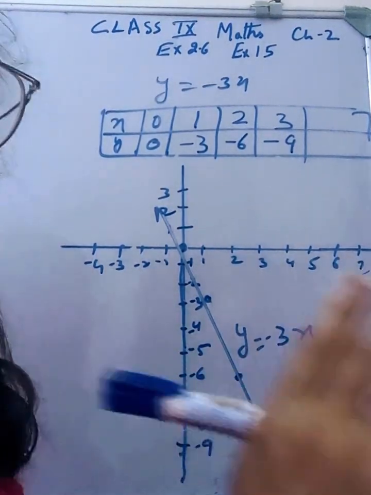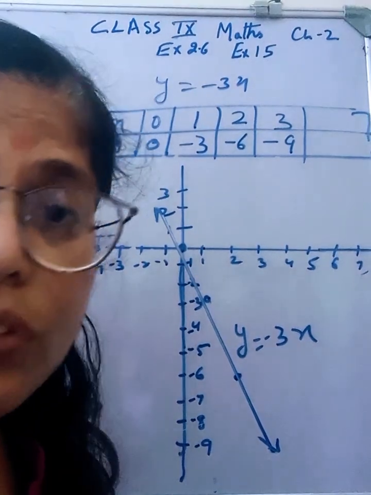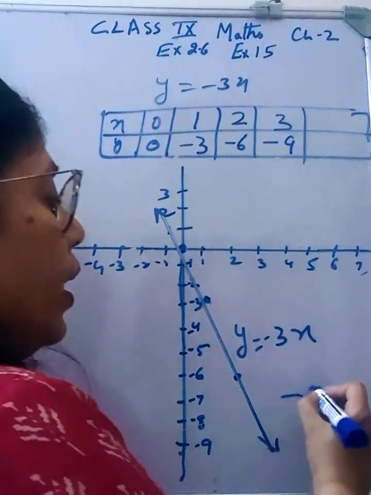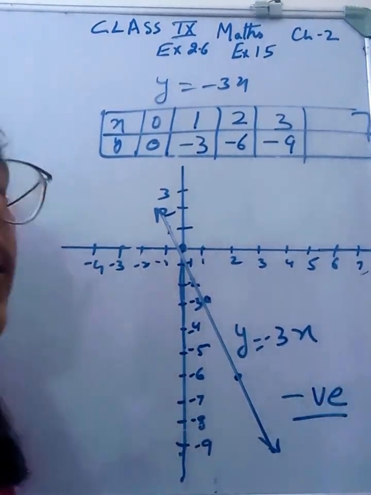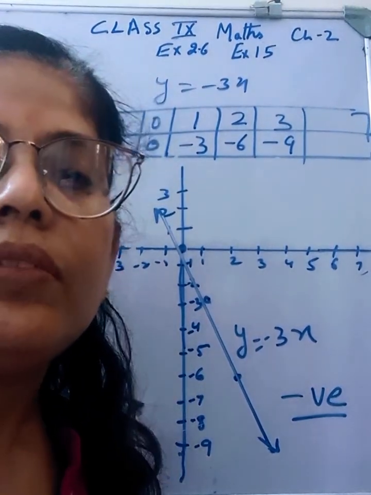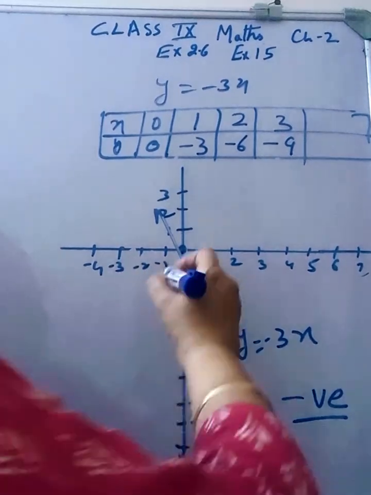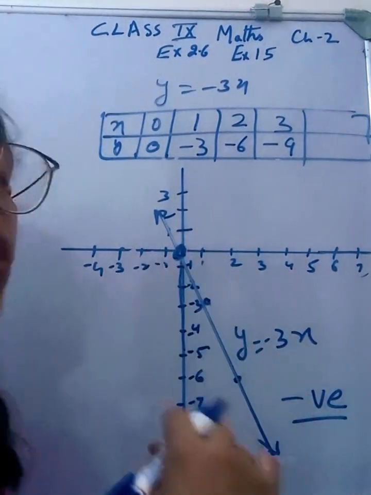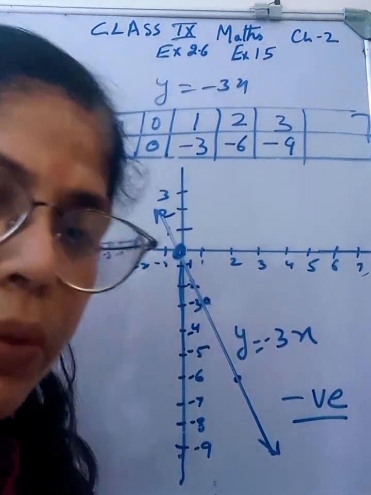So all these lines have negative slopes because A is negative. Let's summarize all these lines. All these lines have negative slopes and they are passing through the 0, 0 origin because B is 0.